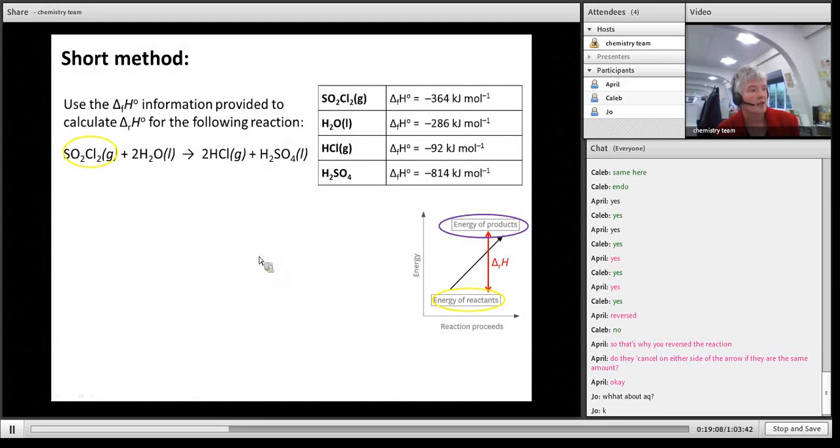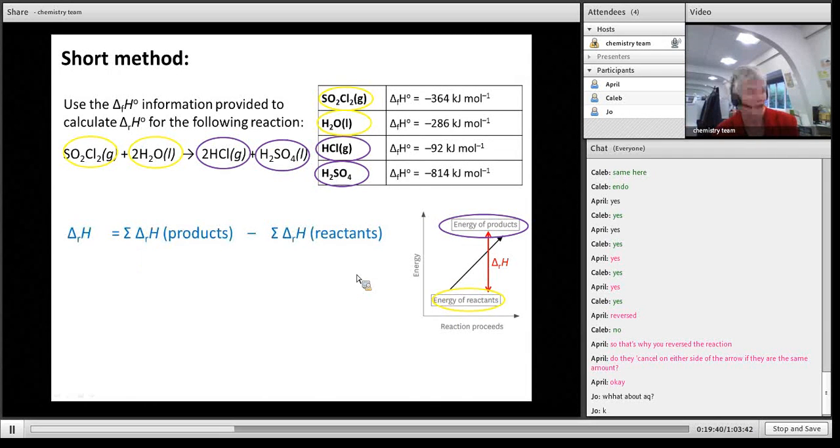You've got, and that's that one over there, you've got water as a reactant. So if I add those two up, that's going to be my energy of the reactants. Then the same thing with HCl is my product, and there it is in the table, and the same thing with the sulfuric acid. Okay, so we've identified what is my reactants, and we've identified the products. So if we do this equation now, for this formula, we put in the values given here for products. So the purple ones would go here, and the yellow ones would go here.